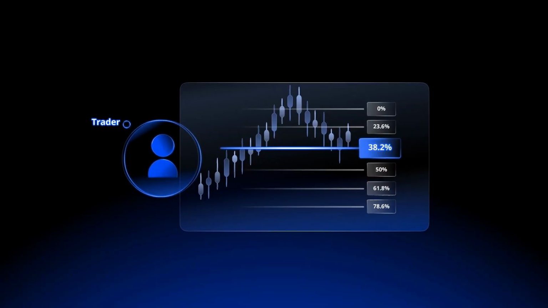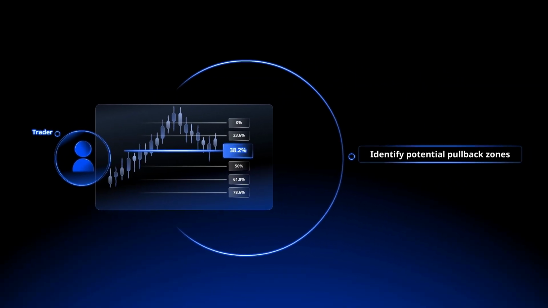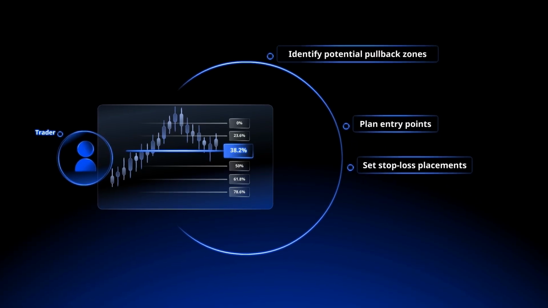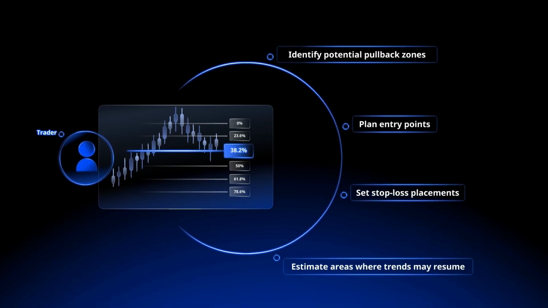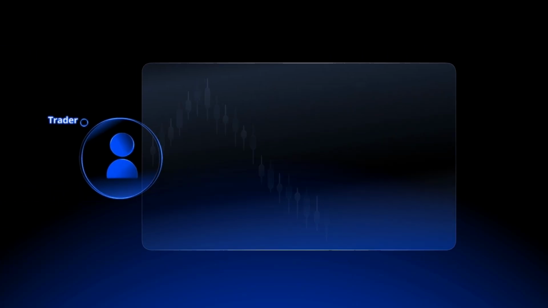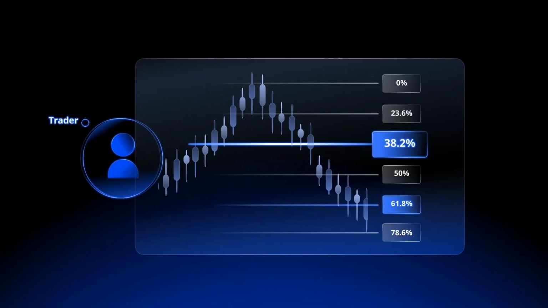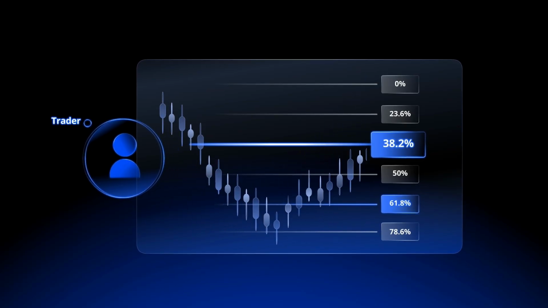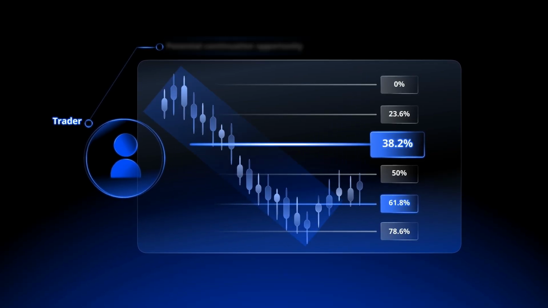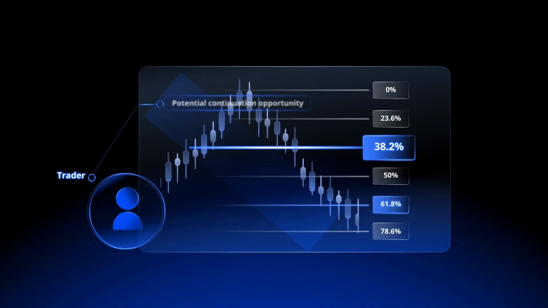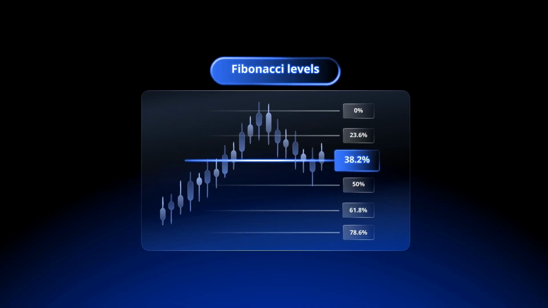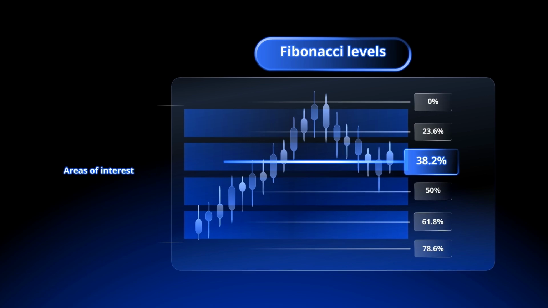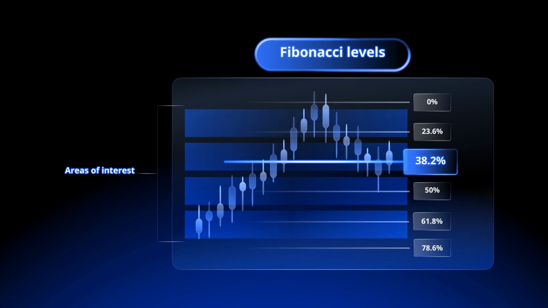Fibonacci retracement levels help traders identify potential pullback zones, plan entry points, set stop-loss placements, estimate areas where trends may resume. For instance, if a strong uptrend retraces to the 61.8% level and forms a bullish candlestick pattern, some traders may view that as a potential continuation opportunity. However, Fibonacci levels are not signals on their own. They highlight areas of interest, not guaranteed reversal points.